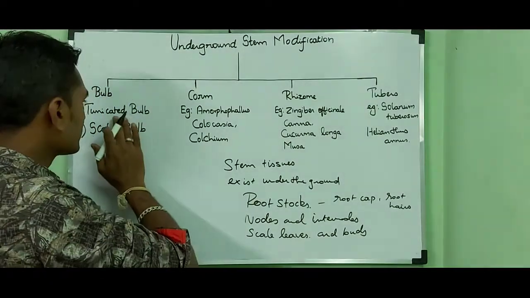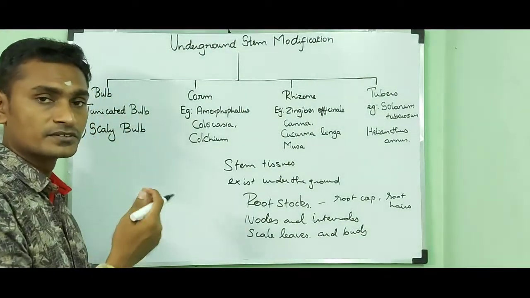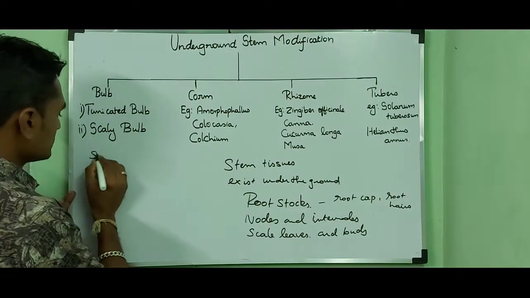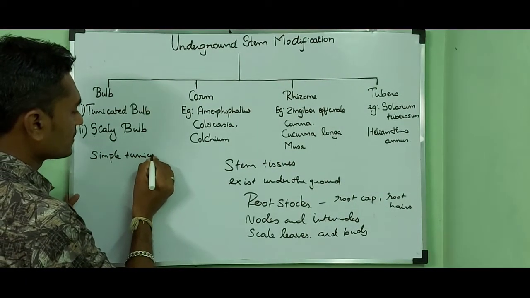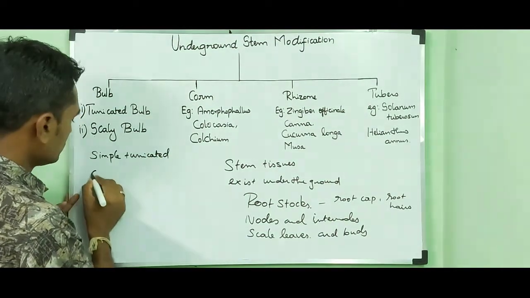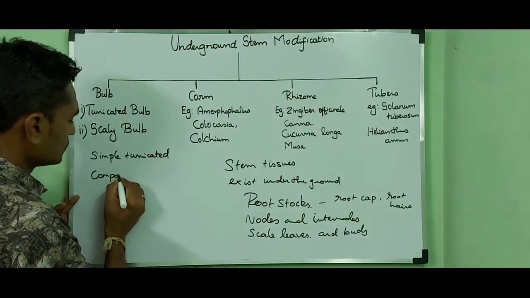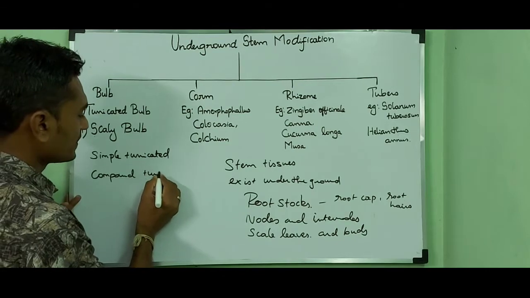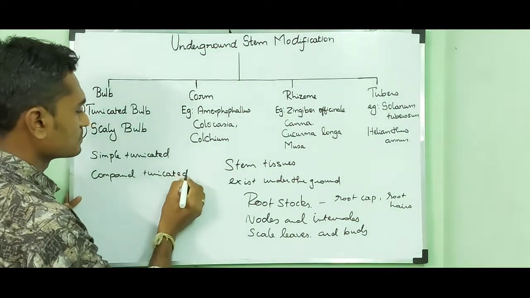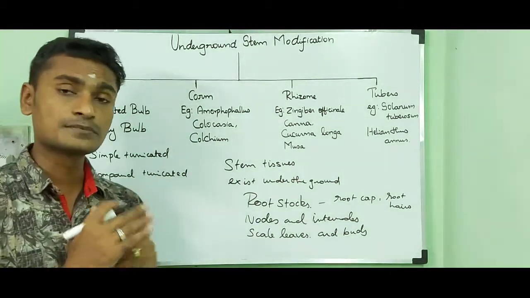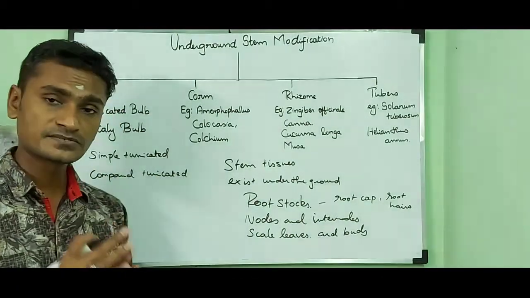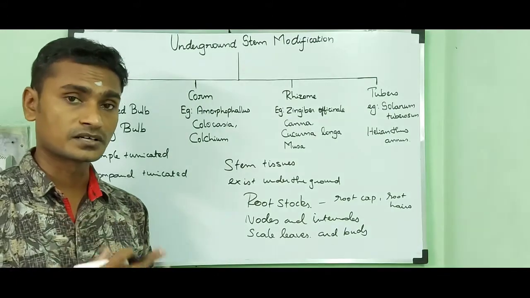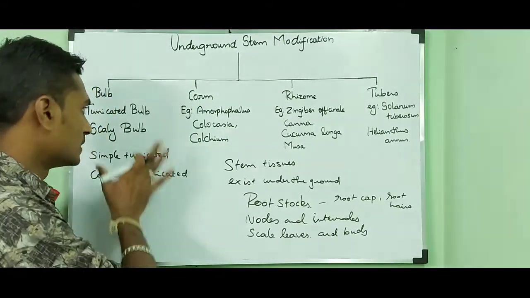Again, the tunicated bulb can be divided into two types. They are simple tunicated bulb, then compound tunicated bulb. Example for simple tunicated bulb is Allium cepa, that is onion. Example for compound tunicated bulb is Allium sativum, garlic. So that's all about bulb.